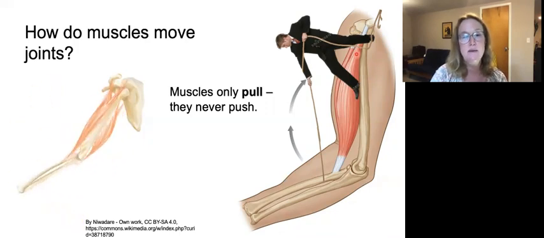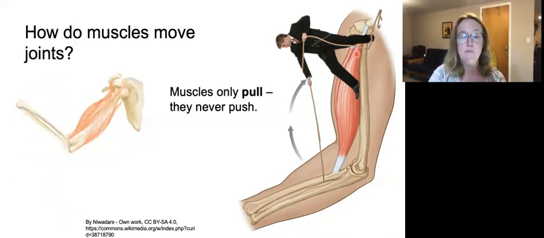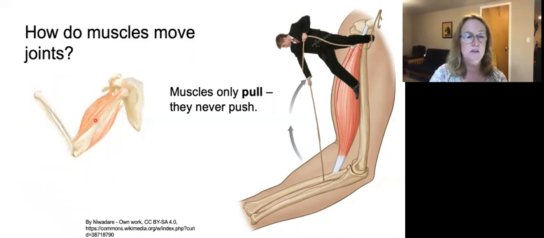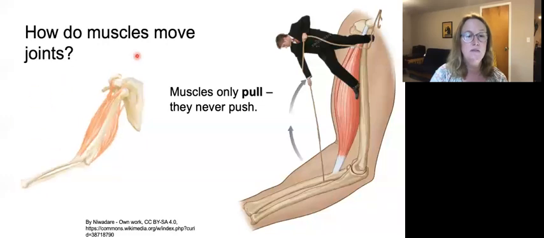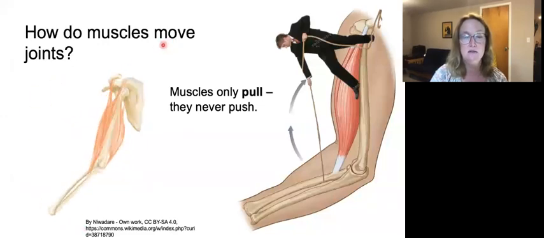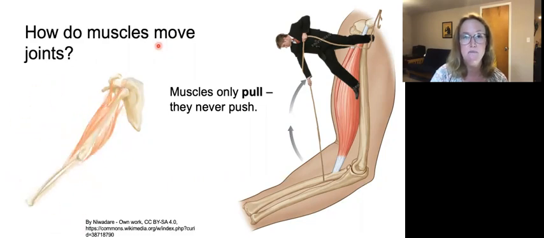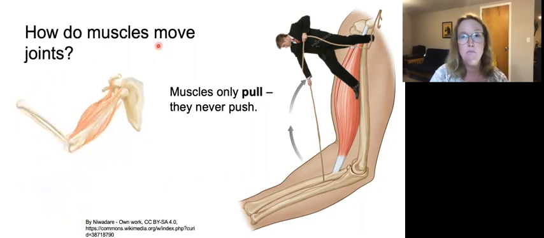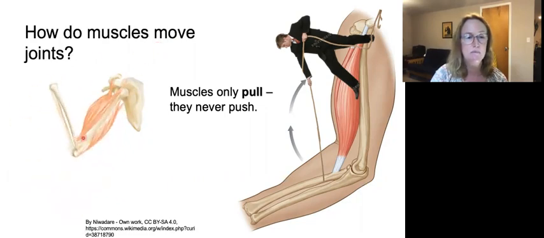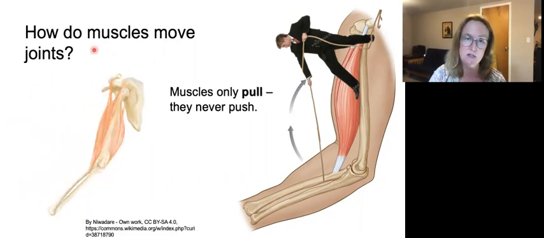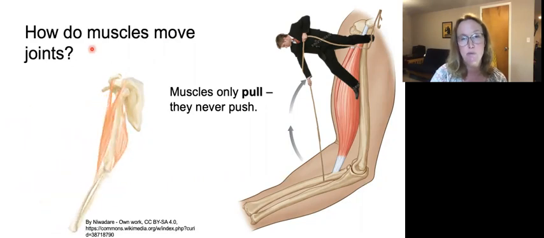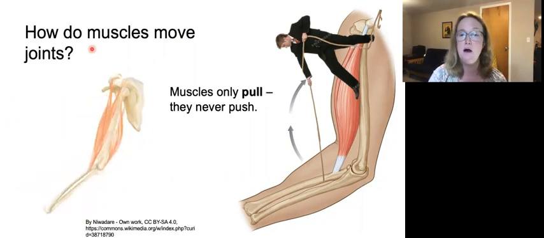Now it's important to remember that muscles only pull, they never push, okay? So biceps over here can pull on the radius, and that causes flexion of the radius. Biceps cannot cause extension of the elbow because it can't push on the radius. From this side of the elbow, it would require we push the radius down in order to extend it, and biceps can't do that. Muscles can only pull on their insertions.